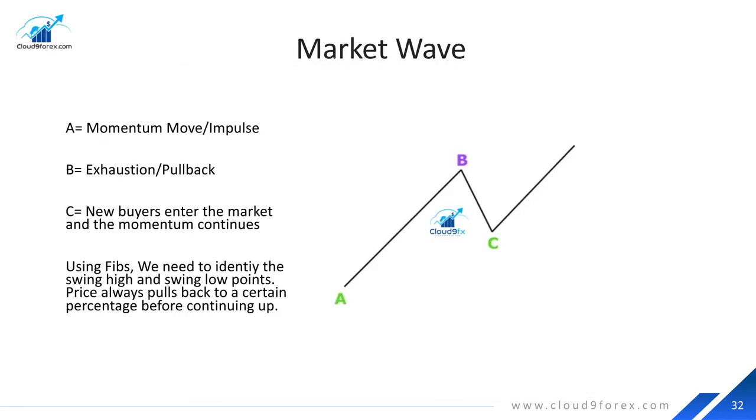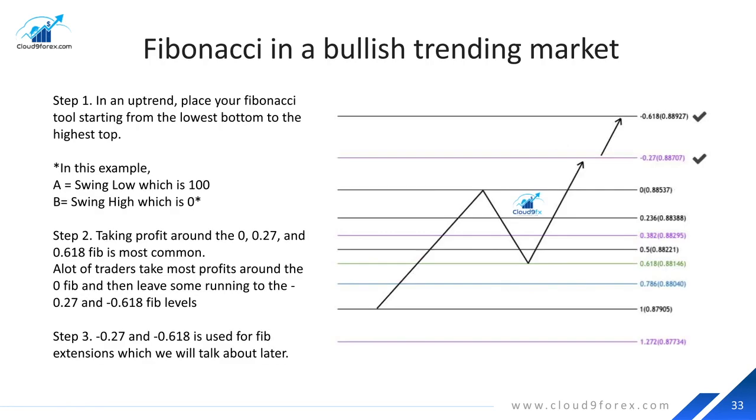So market wave. The momentum move is A to B. B is exhaustion and pullback, which is what we talked about, kind of like our higher highs and higher lows. And C is new buyers entering the market and the momentum continues. So using fibs, we need to identify the swing high and swing low points. Price always pulls back to a certain percentage before continuing up. This is what it kind of looks like in a bullish trending market.